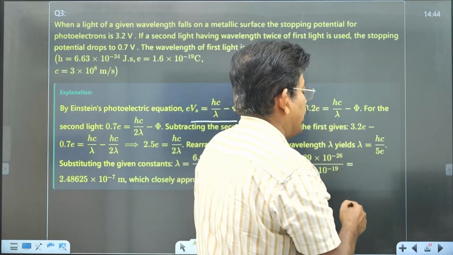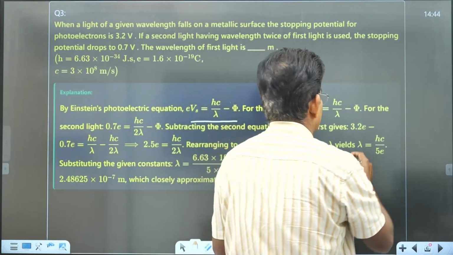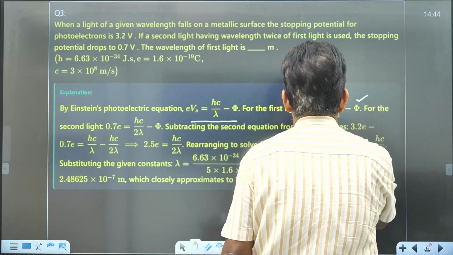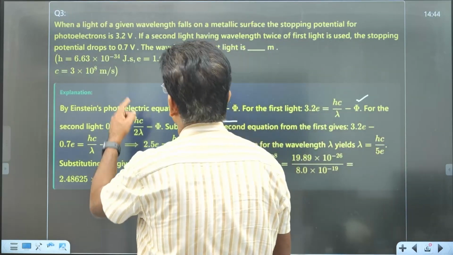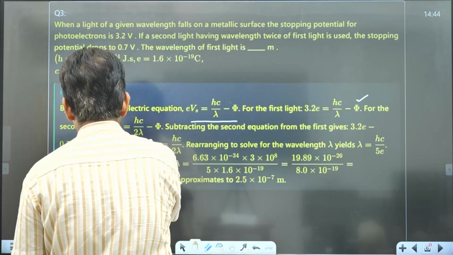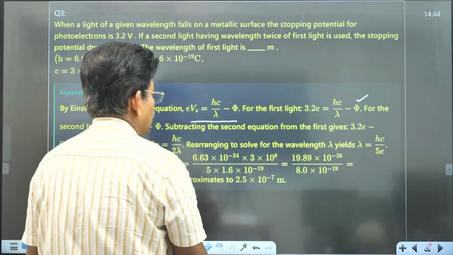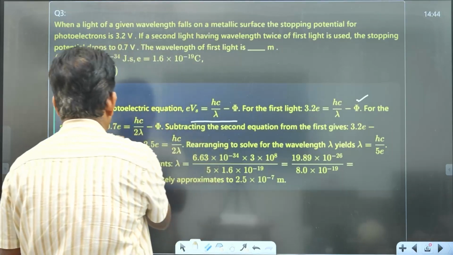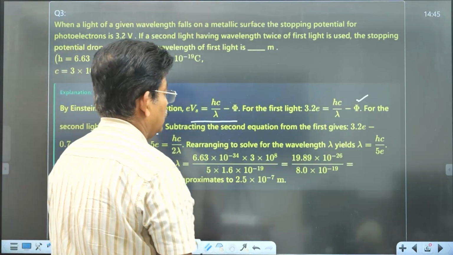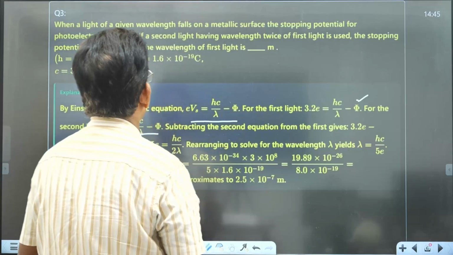We can avoid writing 3.2 into V. Systematically we write it. Yes, first case. Second case, it is 0.7 E into hc by lambda. 0.7 into hc by lambda, second case. Then we have to get what?